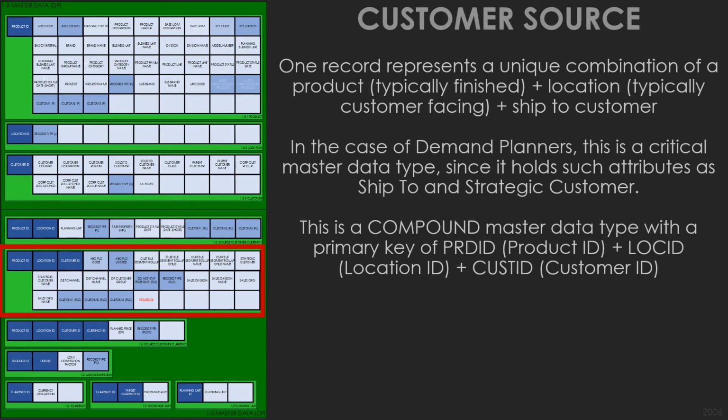Source customer. One record represents a unique combination of a product, typically finished, plus location, typically customer facing, plus ship to customer. In the case of demand planners, this is a critical master data type since it holds such attributes as ship to, sales org, and strategic customer. This is a compound master data type with a primary key of PRD ID, product ID, plus LOC ID, location ID, plus CUST ID, customer ID.